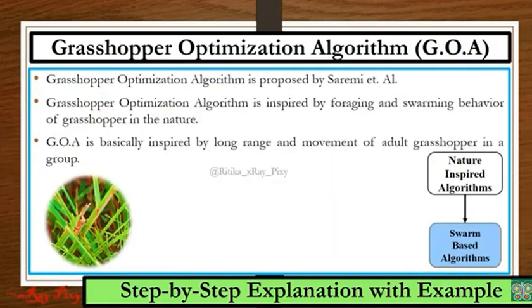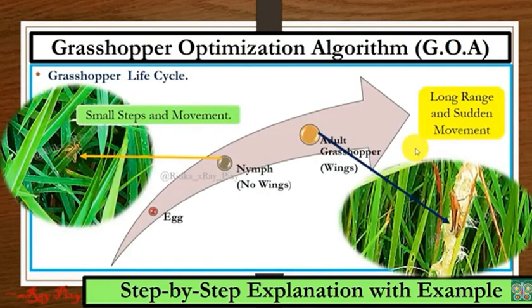The grasshopper optimization algorithm is inspired by the foraging and swarming behavior of the grasshopper in nature. And this algorithm is basically inspired by the long range movement of the adult grasshopper in nature. As you can see the difference, this is an adult grasshopper and this is a nymph. And this algorithm is inspired by the long range and sudden movement of the adult grasshopper.